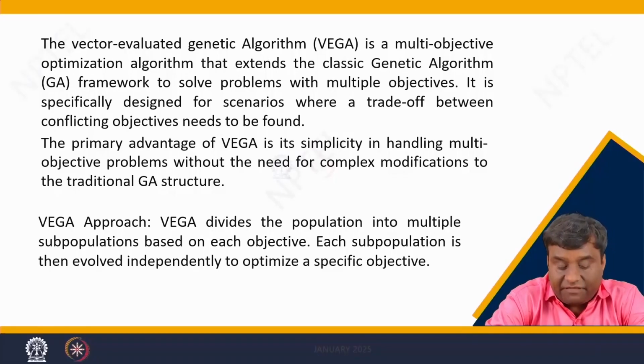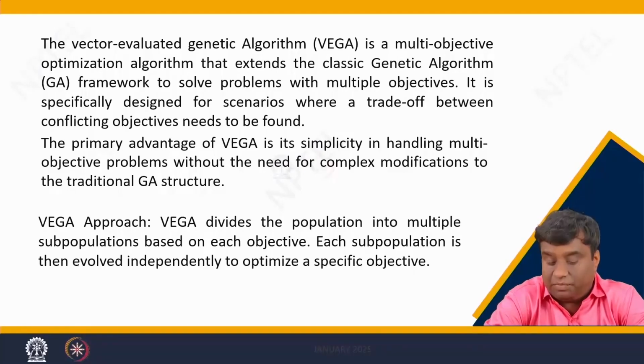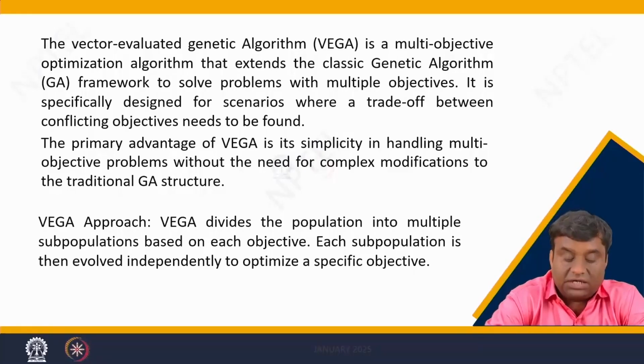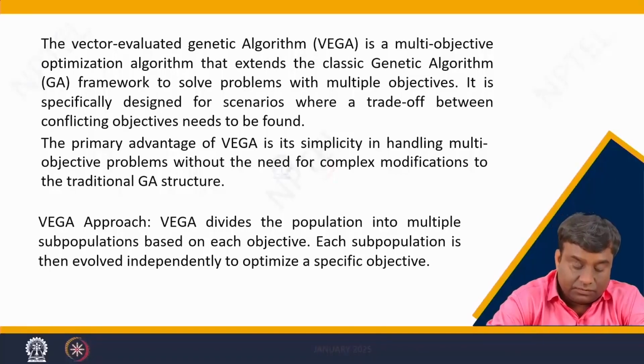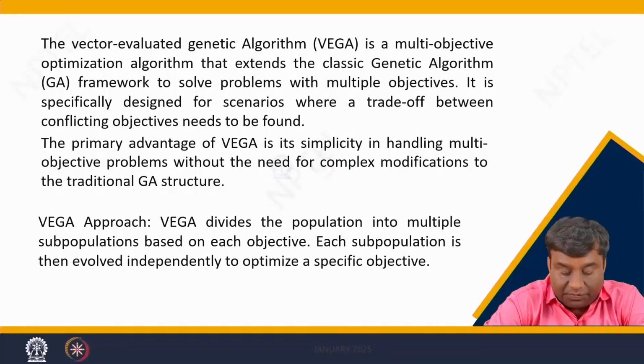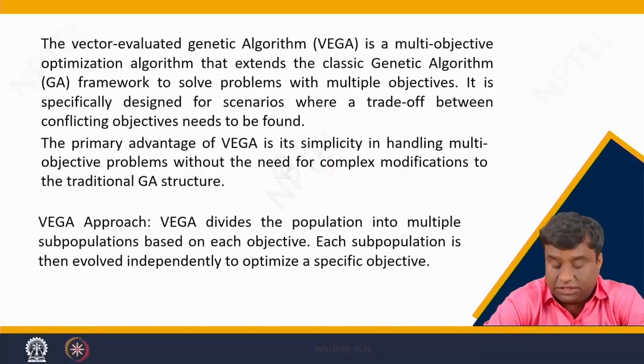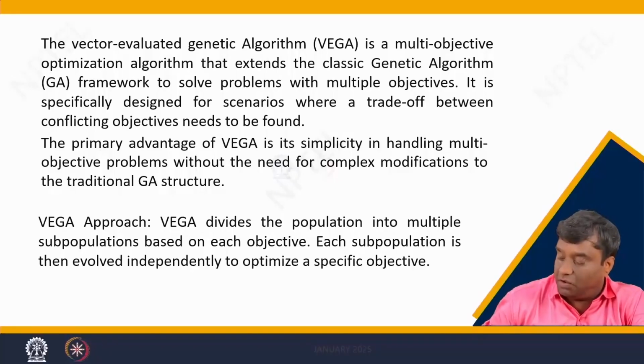The primary advantage of VEGA, the vector evaluated genetic algorithm, is its simplicity in handling multiple objective problems without the need for complex modifications to the traditional genetic algorithm structure. Now, the VEGA approach: VEGA divides the population into multiple subpopulations based on each objective. Each subpopulation is then evolved independently to optimize a specific objective.